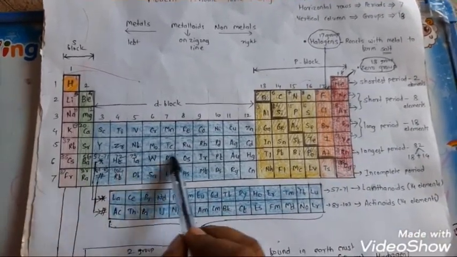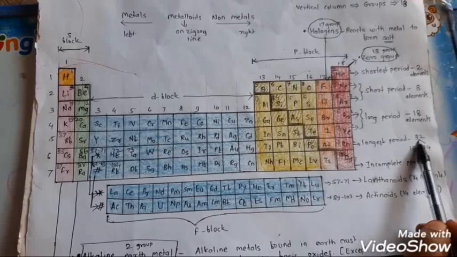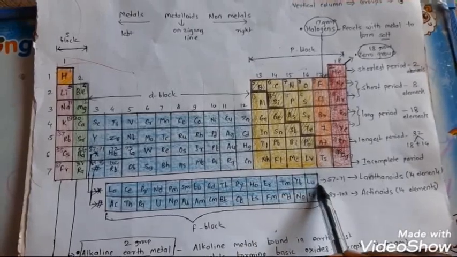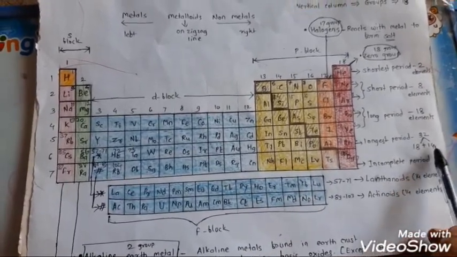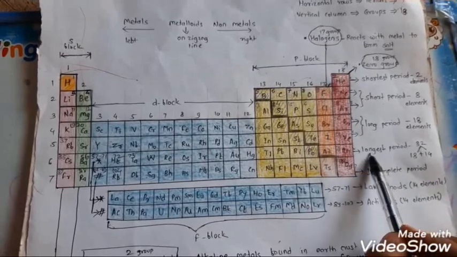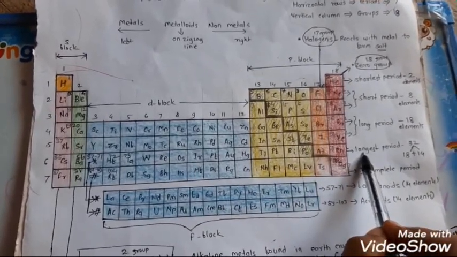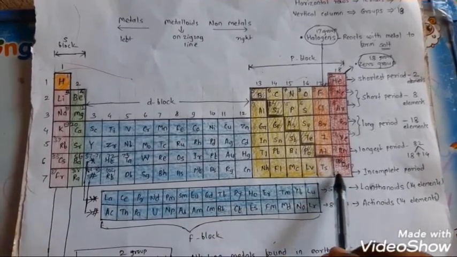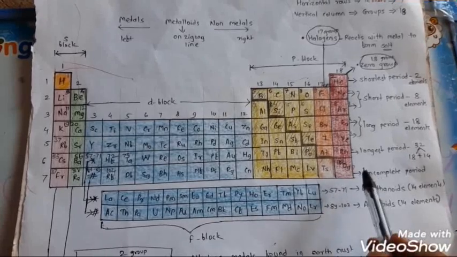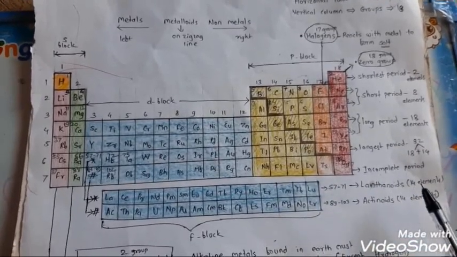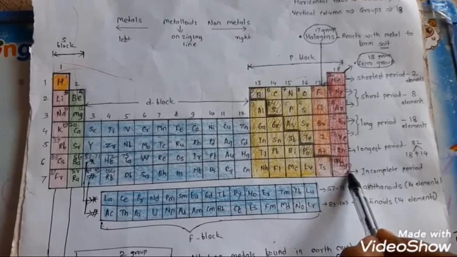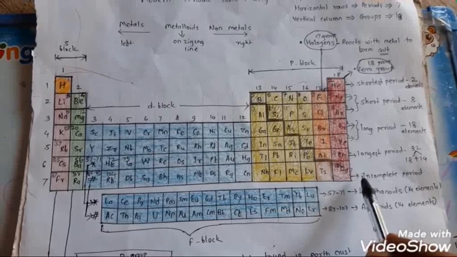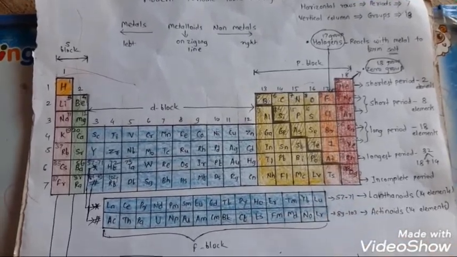Next, the sixth period contains 32 elements. 18 are these elements and 14 from these lanthanides. In total 18 plus 14, 32. So it is the longest period because it contains the largest number of elements. The last period, the seventh period, is an incomplete period because nowadays we are still discovering elements, and that's why this period is incomplete. Whenever a new element is discovered, it will be filled here. So this period is called the incomplete period.